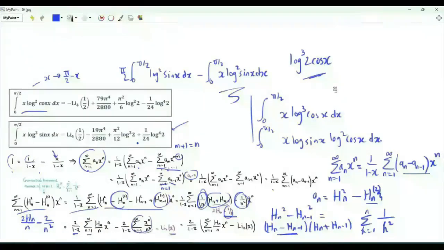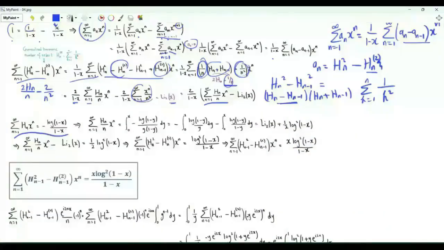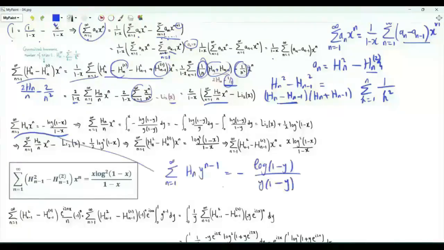This sum here is the logarithm of x. What about this sum? We have this previous result. Rewrite x as y and divide both sides by y. Integrate both sides from 0 to x. On the left hand side, we get the sum we are interested in. On the right hand side, we get the integral over y from 0 to x of minus log(1 minus y) over y times (1 minus y).